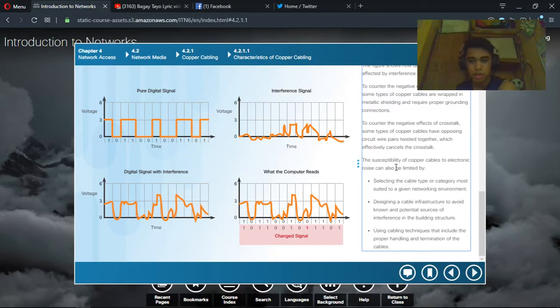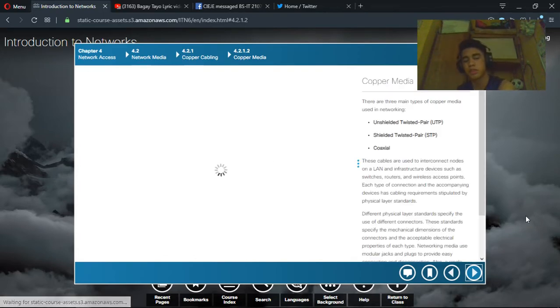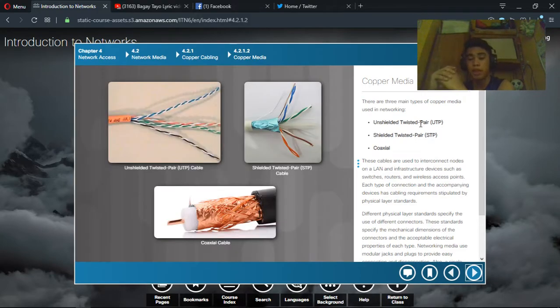And supplement of copper. Okay, let's proceed. Copper media. There are three main types of copper media: the UTP, STP, and coaxial. UTP is unshielded twisted pair, STP is shielded twisted pair, and coaxial is the cable used for common television.